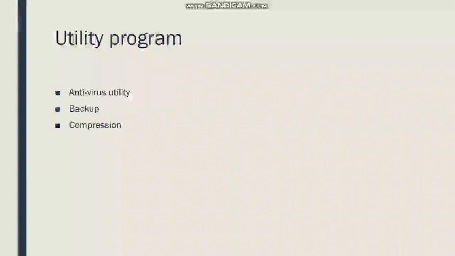The next program is backup. This is the process of recovering data in case of damage or accidental loss. Occasionally a hard disk may fail, resulting in the loss of data stored in it. So this backup utility program will help us to recover data which is accidentally lost or damaged.